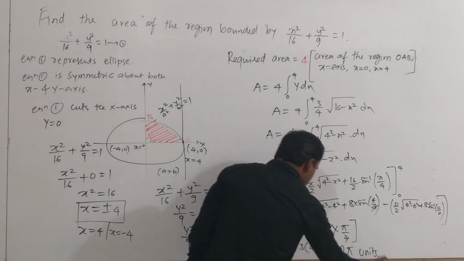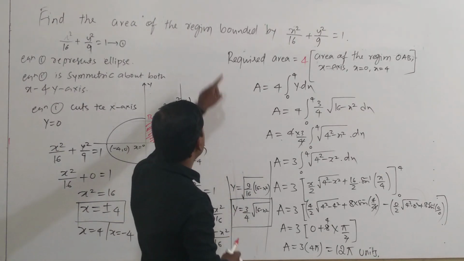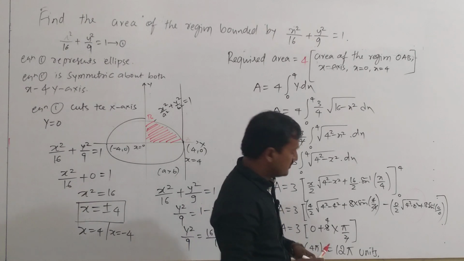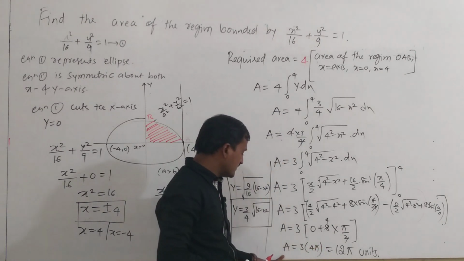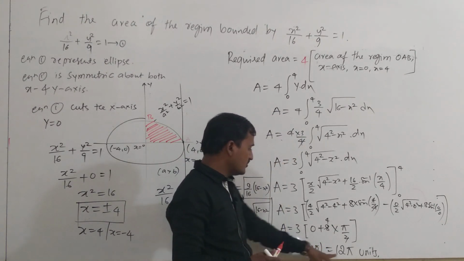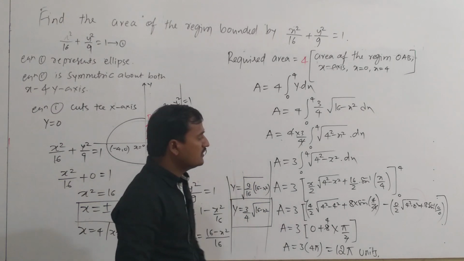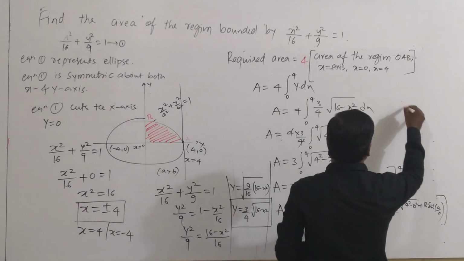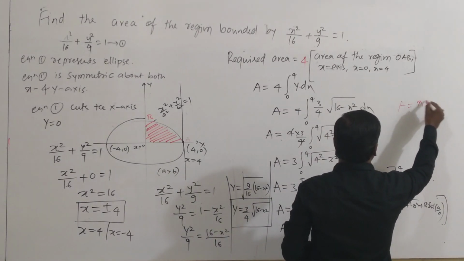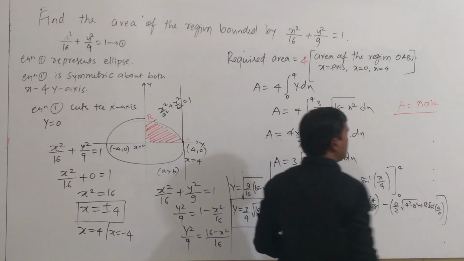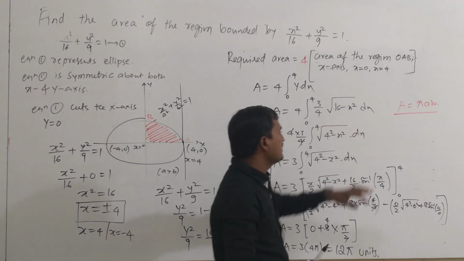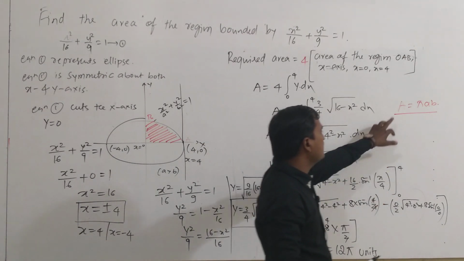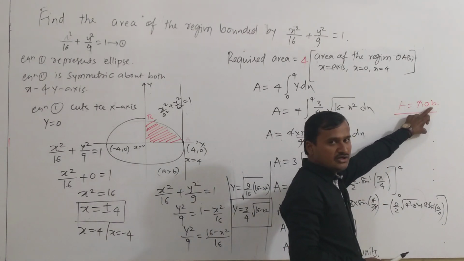So this gives the area of the ellipse x square by 16 plus y square by 9 is equal to 1. Here we got the area of the ellipse, that is equal to 12 pi. So what is the area of an ellipse? The area of an ellipse is always pi AB. You should remember this formula. The area of a circle is pi r square. In the same way, the area of the ellipse is always pi into AB.